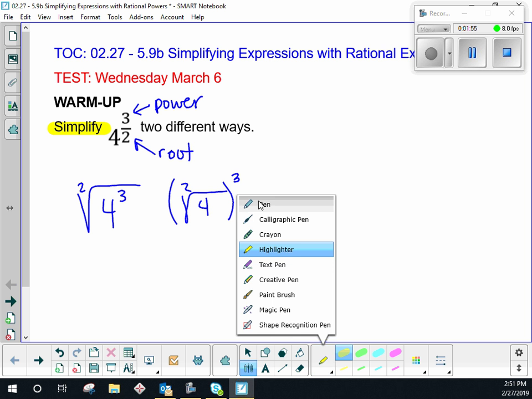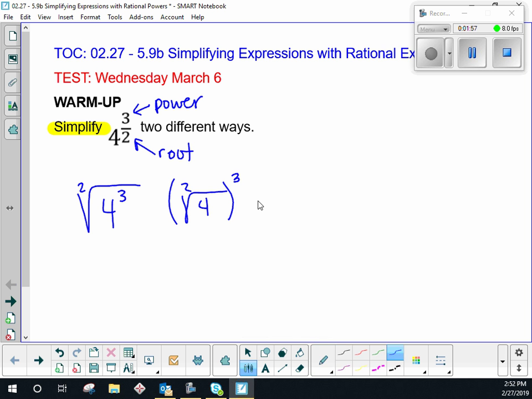And so we can do that when we're following our order of operations. On this first example, we would do the 4 cubed first for the exponent. And so 4 cubed means 4 times 4 times 4. That's 16 times 4 is 64. And then we take the square root of 64. What'd you get? You got 8, right?